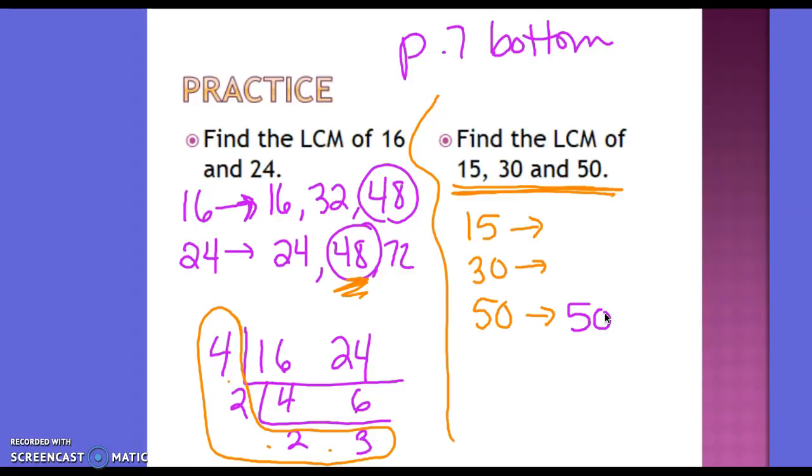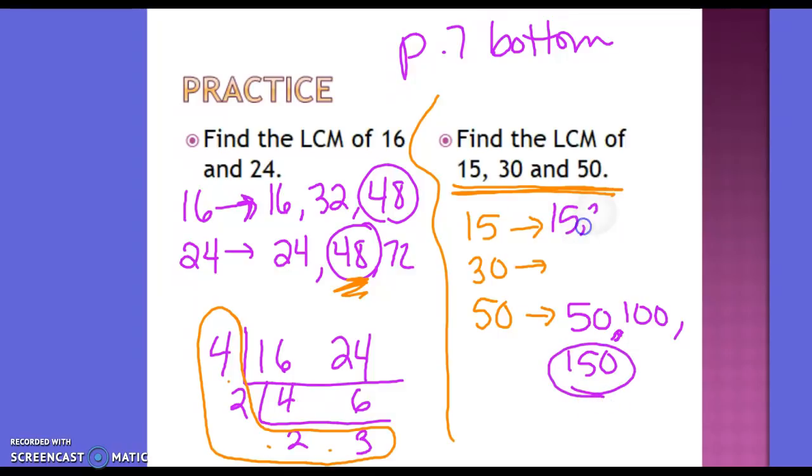So 50, let's see, does 30 go into it? Nope. So we've got to keep going. Now we have 100. Does 30 or 15 go into 100? I know 30 does not. I have to keep going. Now I have 150. I know 15 is going to go into that 10 times, and 30 is going to go into 150 5 times, so right now I found the answer.